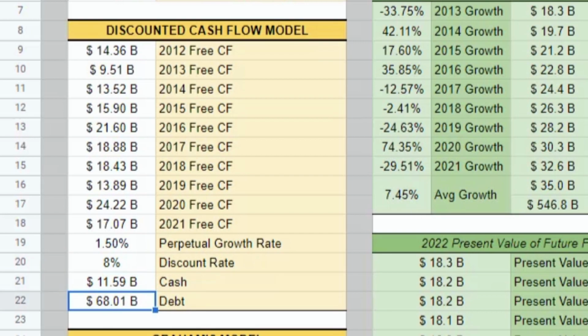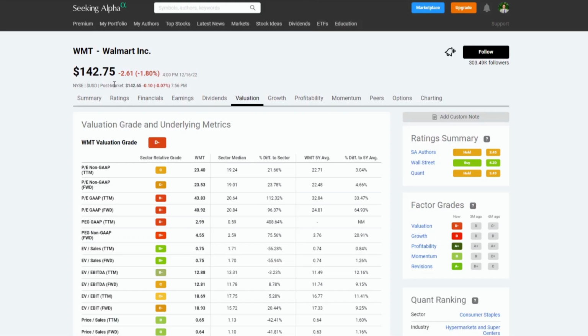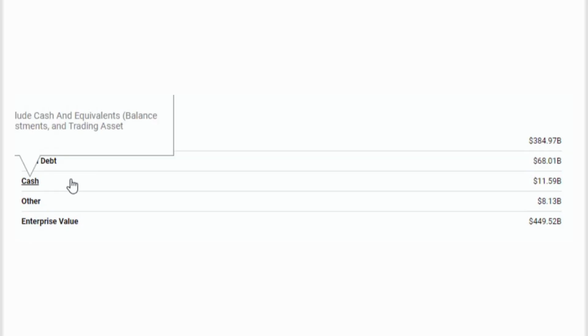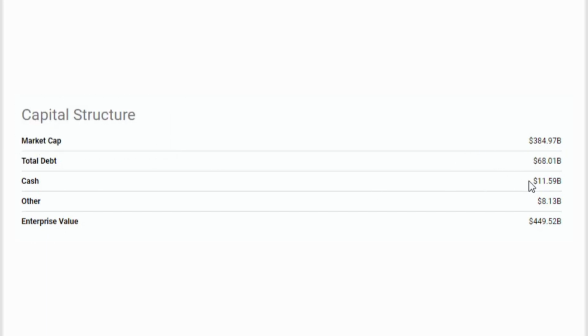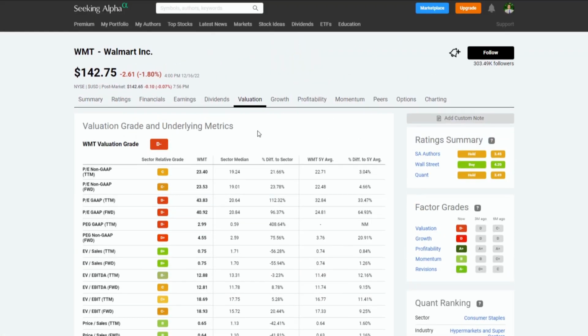I found these numbers over on Seeking Alpha. Over on Seeking Alpha's page for Walmart, under the valuation tab, we find cash and total debt. Total debt $68 billion and cash $11.59 billion.